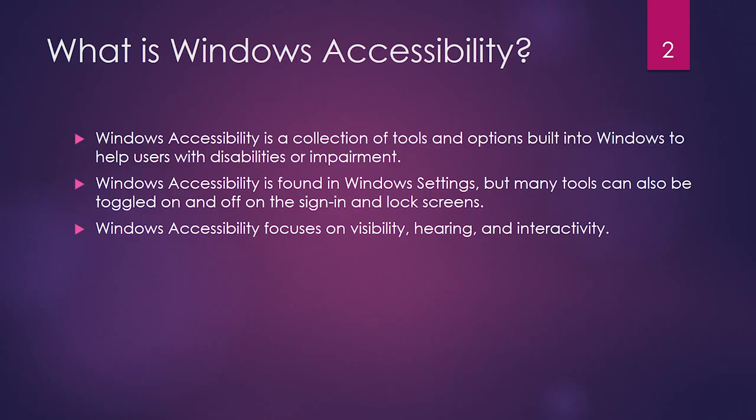So what is Windows accessibility? Windows accessibility is a collection of tools and options built into Windows to help users with disabilities or impairment. Even for someone like me who is relatively able-bodied, there are some settings in here that I like toggling on and off. Windows accessibility is found in Windows settings, but many tools can also be toggled on and off on the sign-in and lock screens. Windows accessibility focuses on visibility, hearing, and interactivity.